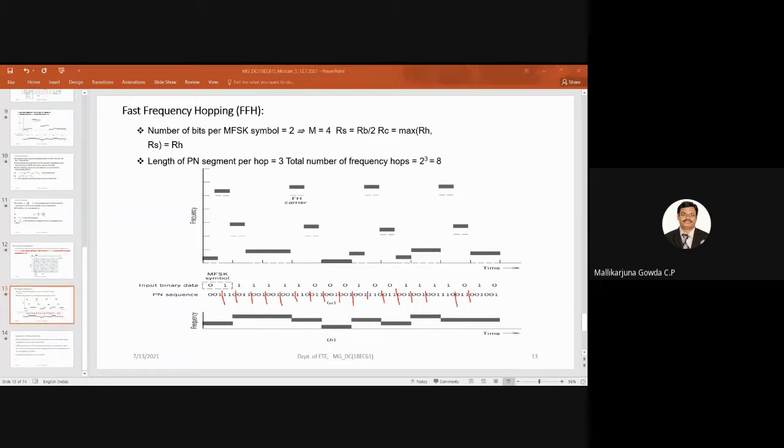2 hops per symbol only, right? Because for 10 symbols, if it is 3, then it would be 30, right? Yes, sir. So there will be 2 hops per symbol. So for symbol 0, 1, the 2 hopping frequencies are 1 and 6. Means this one. This is 1, right? This is 1, and next one is 6.